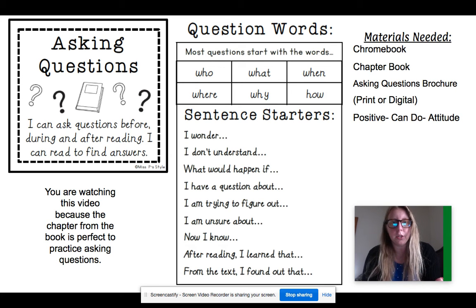It's important that we remember those question words. Who, what, when, where, why, and how can help us generate some questions that would be helpful for us to understand the novel. You can use sentence starters like I wonder, I have a question about, after reading I learned that.